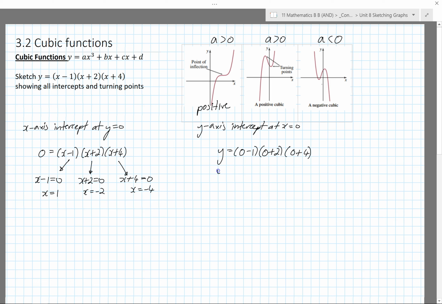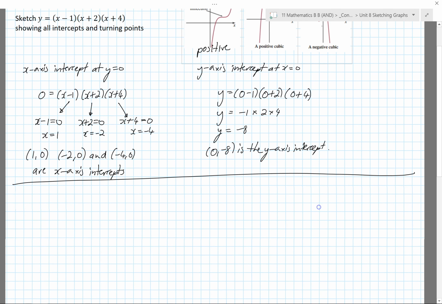And it makes it a bit easier for the y's as well. So the y-axis intercept, minus 1 times 2 times 4, to give me something like minus 8. So I can write the coordinates of all these axis intercepts. So now that I've found those intercepts, it's time to find the turning points. Okay, and I know that they occur when y dash equals 0. So I need to find what y dash is.